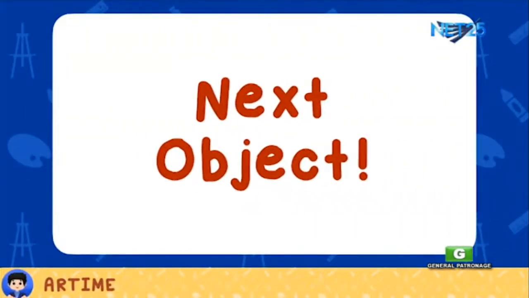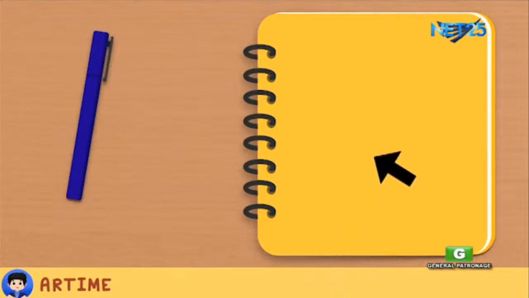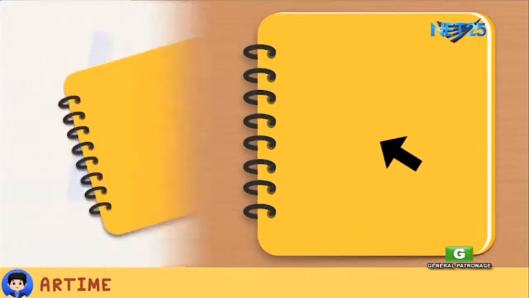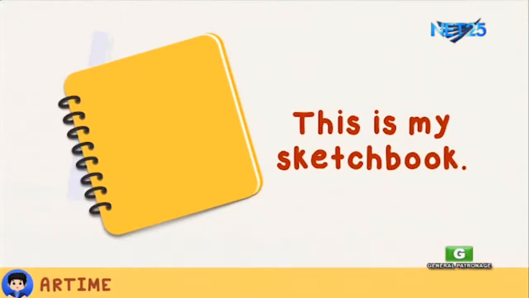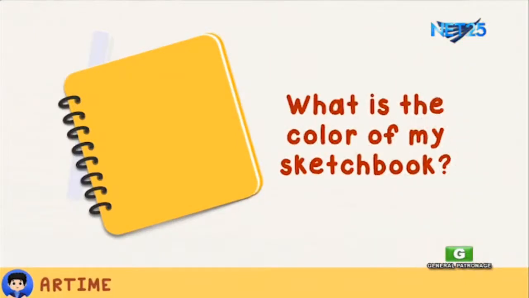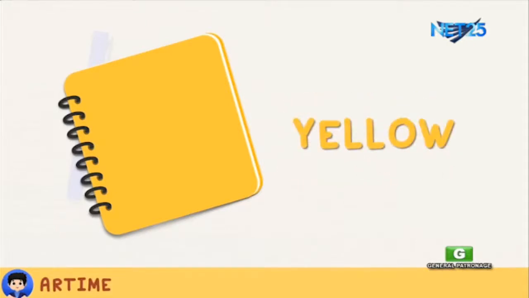Next object. This is my sketchbook. What is the color of my sketchbook? All right, it's color yellow. Let's put the yellow sketchbook in the yellow container.